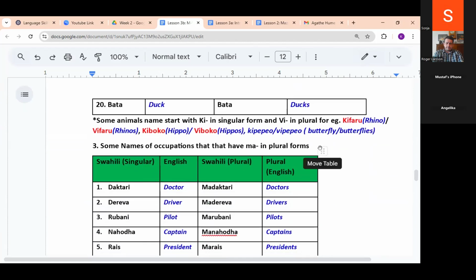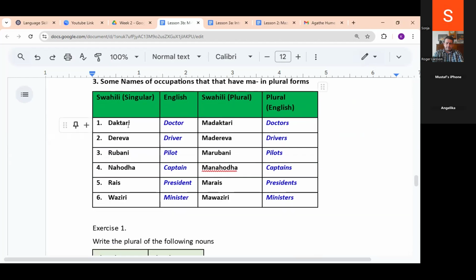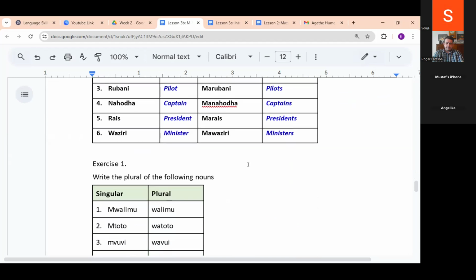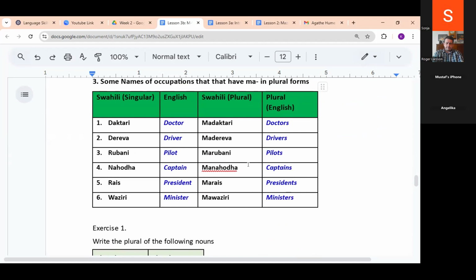Names of occupation have ma in plural forms. Moja, kaka Mustaf na dada Sonia. Daktari, madaktari, dereva, madereva, rubani, marubani, nahodha, manahodha, raisi, marais, waziri, mawaziri. Asante sana.